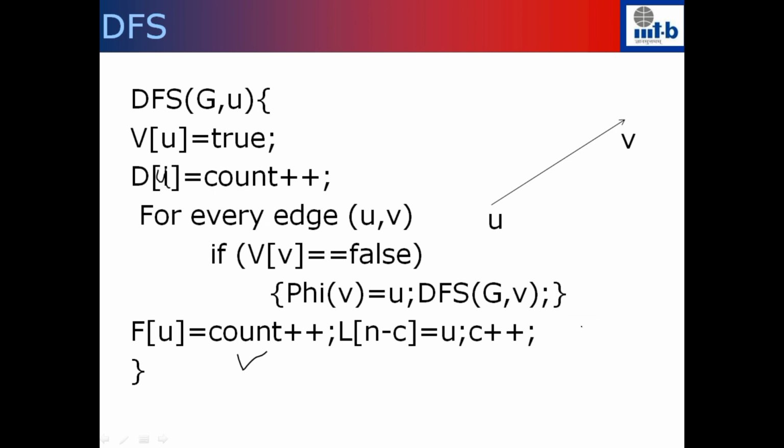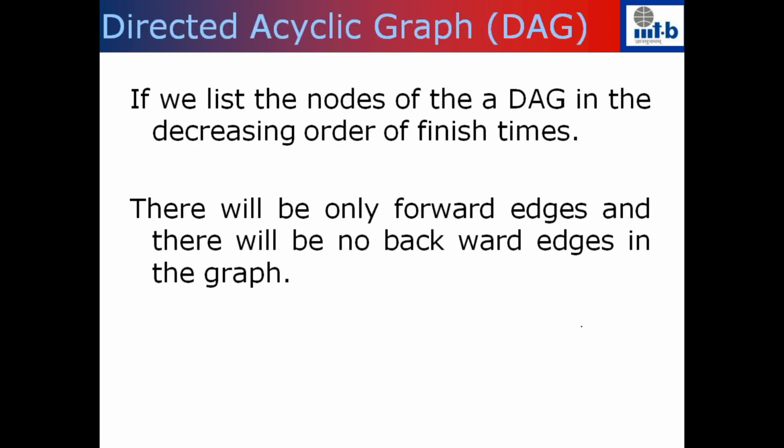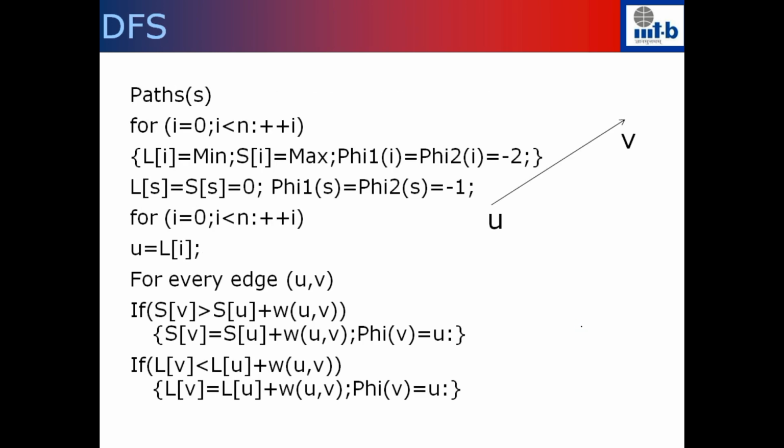Once you compute this topological sort, we know that there will be only forward edges. Forward edges means the edges from left to right. After this topological sort, there will be no backward edges if the given graph is a DAG. So now it's easy to find the longest path as well as the shortest path. We have two variables: L will keep track of the longest path, and S will keep track of the shortest path.